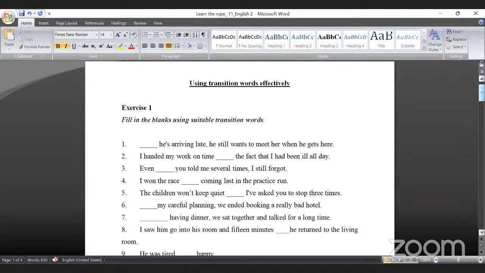You can take a look at each one of them, think about it, and tell me what words you would use to finish up this sentence. The first one is: dash, he's arriving late. He still wants to meet her when he gets here. You need a quick review on, although I personally think that is not something that you should have done, but I don't mind doing a review.